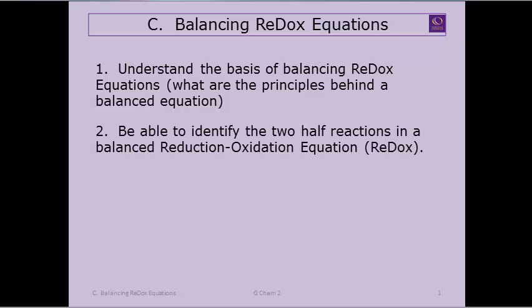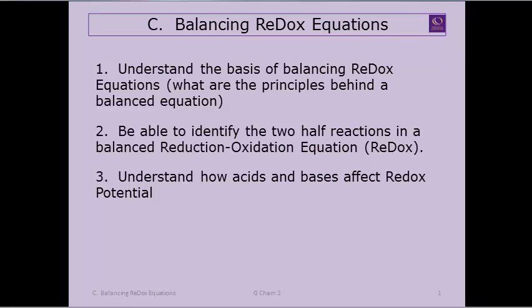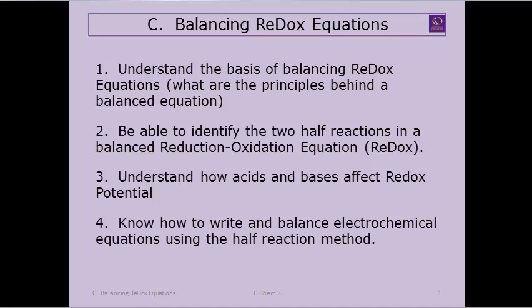And today we want to focus on being able to identify the two half reactions in a balanced redox equation, understand how acids and bases affect redox potential in a very qualitative way, and also know how to write and balance electrochemical equations using the half reaction method.